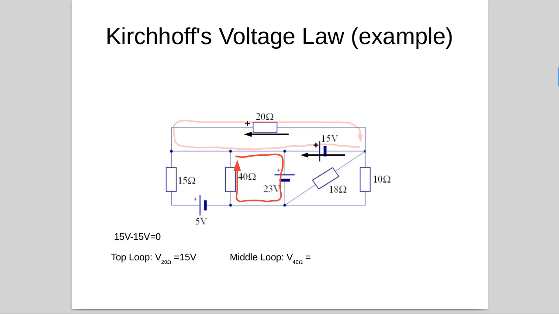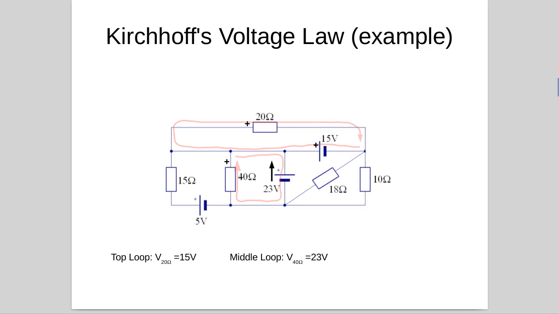And if we draw an arrow there with the head at the positive end, then as we see in the equation down the bottom, 15 volts minus 15 volts equals 0. The voltage across the 20 ohm resistor has to be 15 volts because it's connected directly across the 15 volt supply. So we know that the voltage across the 20 ohm resistor is 15 volts.